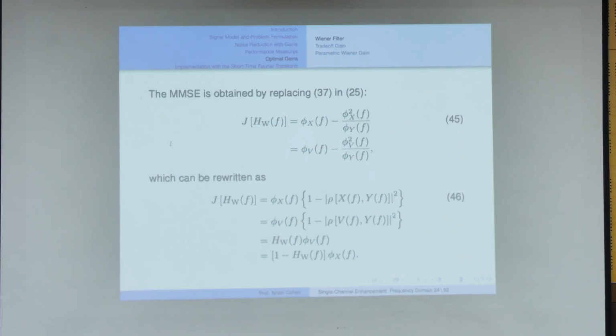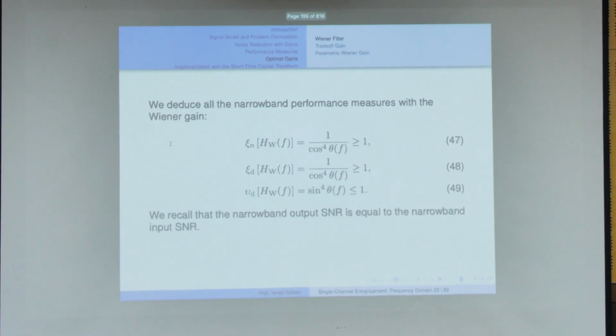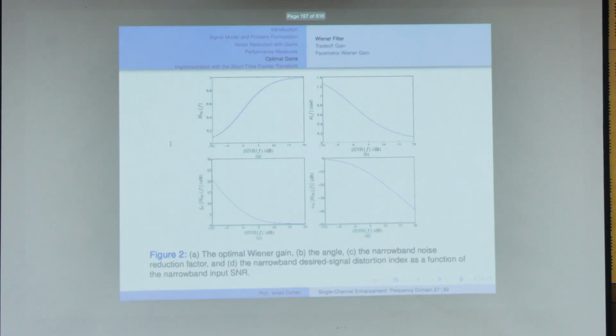We can also present the MSE and see some relations, and we can also write the other performance measures, the noise reduction factor, the desired signal reduction factor, and the distortion index as a function of theta, which is nice to show. It's a more compact way to present it. And also we can plot the Wiener gain as a function of the input SNR. So this is the plot. You see when the input SNR increases, it becomes closer to 1. When it decreases, it becomes closer to 0.